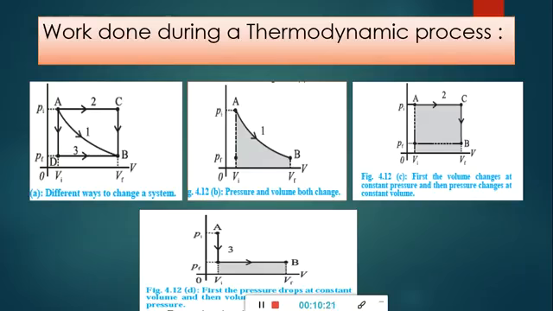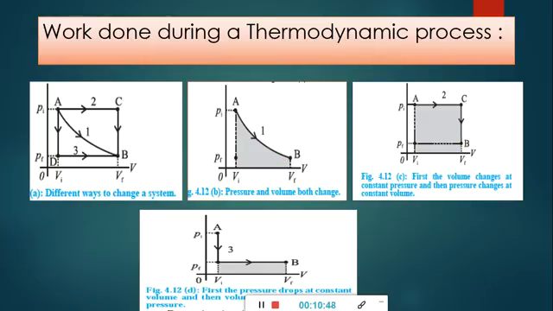Now the work done by the system is positive. In this case, the work done is positive. Why positive? Because the volume increases. The value of volume increased and pressure decreased, so in this case the work done is positive. It is given by the area under the curve. The work done is given by this area under the curve. Now the second way is what?